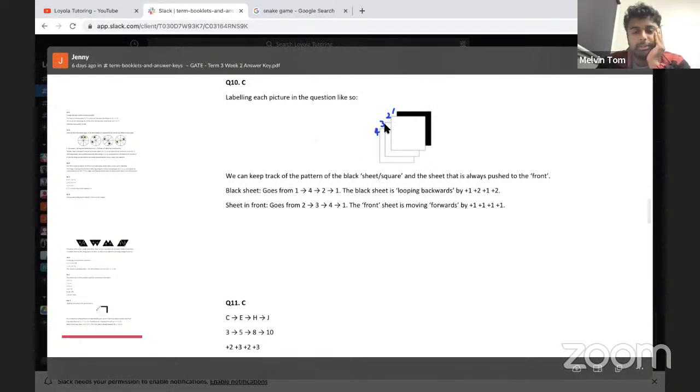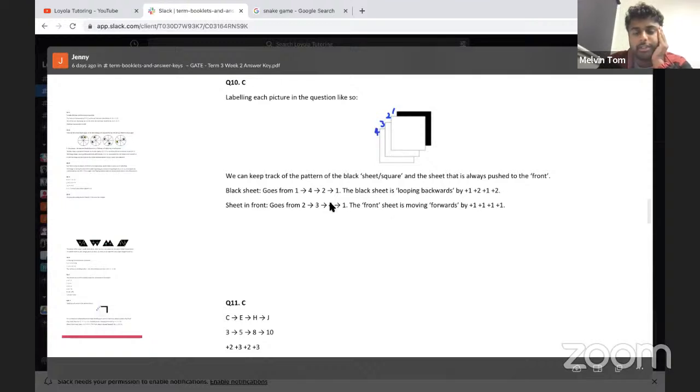So Jenny said, label these 4 squares as 1, 2, 3, 4. We can keep track of the pattern of the black sheet square and the sheet that is always pushed to the front. Black sheet goes from 1 to 4 to 2 to 1. It's going 1 to 4 to 2 to 1. Yes, that makes sense. So it's moving +1, +2, +1, +2.